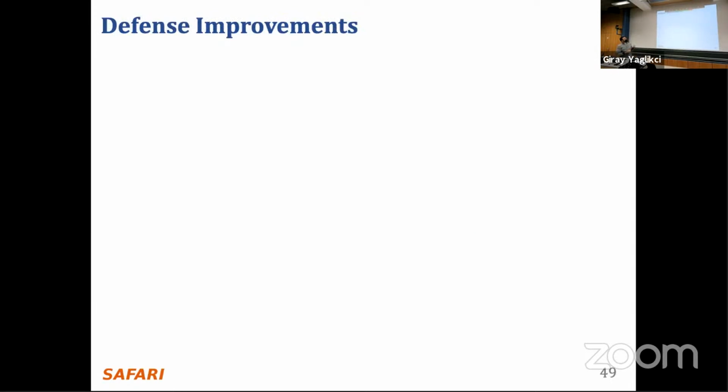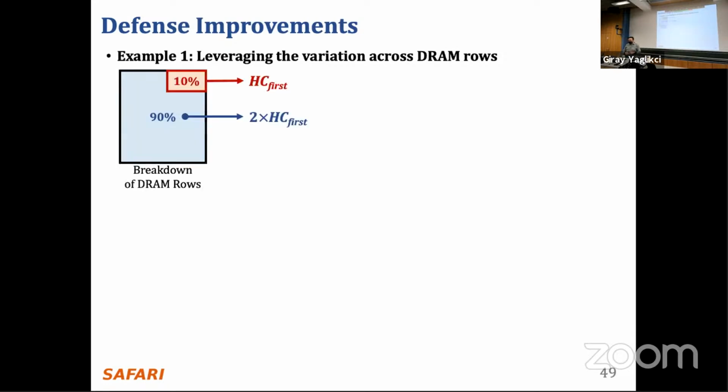So we also have some improvements for defenses. I will explain two of them here, but you can find more in the paper. The first improvement leverages the variation across rows. We observe that different rows have different HC first values, right? So 90% of the rows only experience bit flips at about double the hammer count of the most vulnerable 10%. And we can exploit this heterogeneity, like in many other works in other fields.